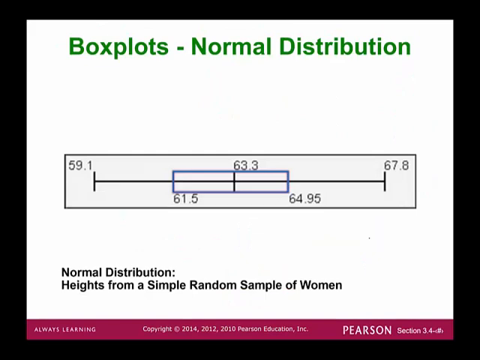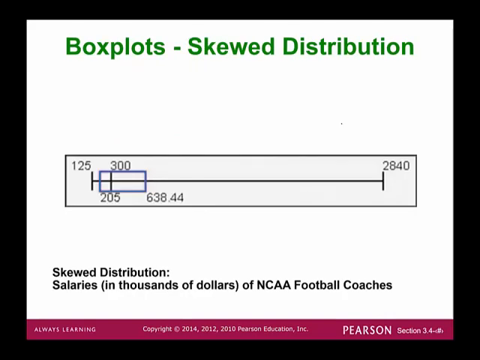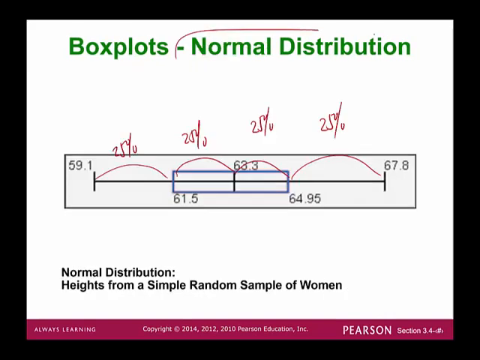Okay, so let's look at the typical box plot with a normal distribution. If you look at this, about 25% of data here, 25% here, 25% here, 25% here. So we will call this a normal distribution. Okay, so for a normal distribution, there's no skewness.